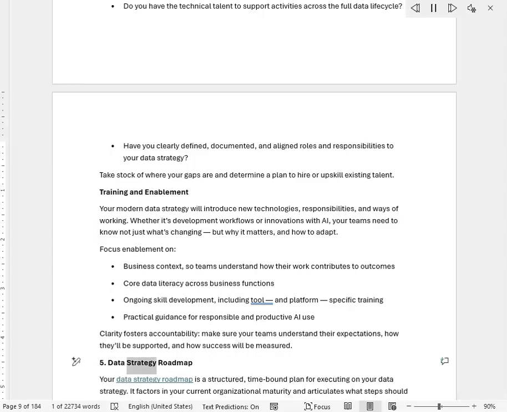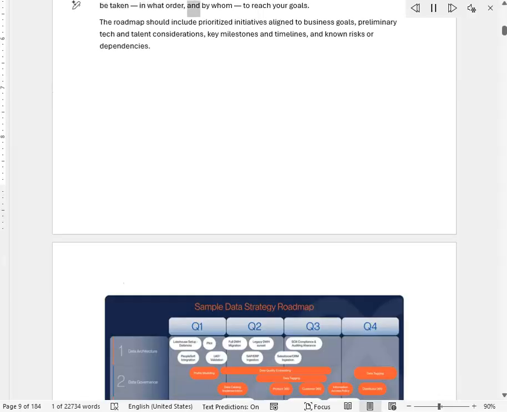5. Data Strategy Roadmap. Your data strategy roadmap is a structured, time-bound plan for executing on your data strategy. It factors in your current organizational maturity and articulates what steps should be taken, in what order, and by whom, to reach your goals. The roadmap should include prioritized initiatives aligned to business goals, preliminary tech and talent considerations, key milestones and timelines, and known risks or dependencies.